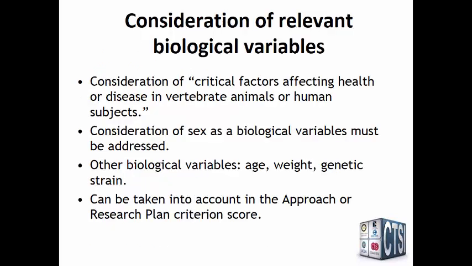I'm not going to spend too much time on consideration of relevant biological variables, but it does come up. Certainly the issue of sex as a biological variable must be addressed, and I see that coming up over and over again in reviews. But there's also other biological variables that should be considered. For example, how does the issue of age, weight, or genetic strain impact your experiments, and it's important to make sure that you include that in your research plan.